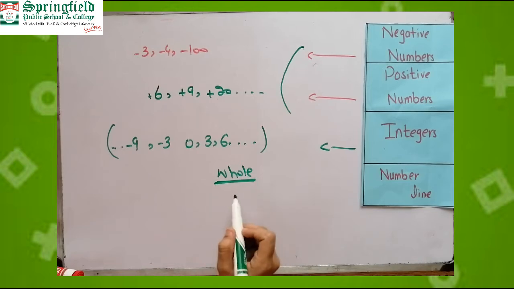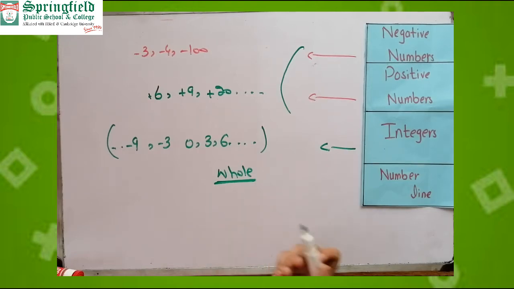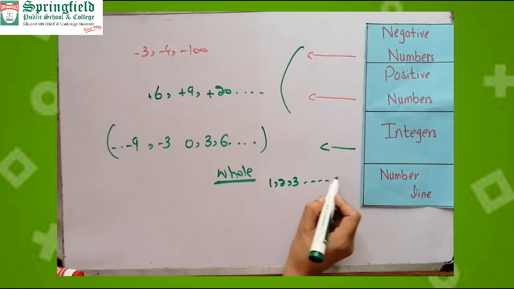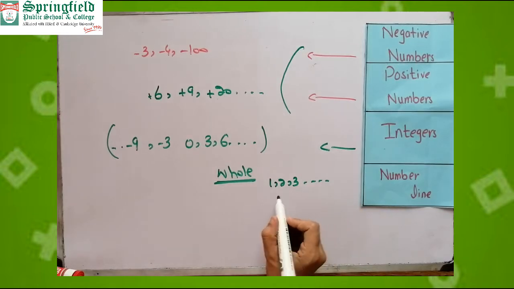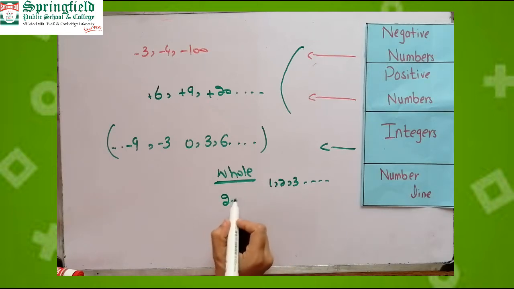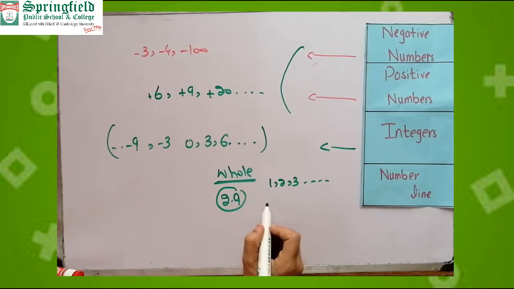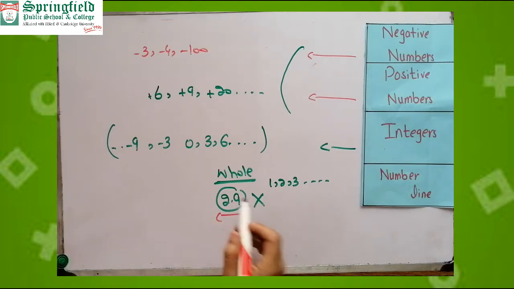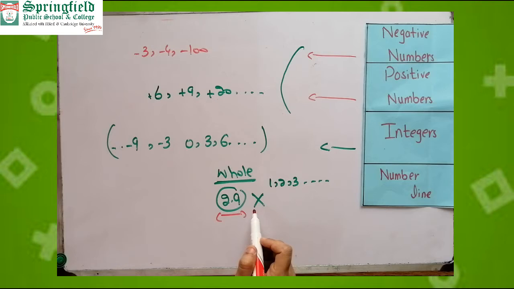Whole. The word whole is used. Whole, as we already learned in chapter number 1, whole numbers: 1, 2, 3 and so on. These numbers are called whole numbers. Numbers without a decimal point are called whole numbers. So let's suppose 2.9. Is this number called an integer? No. Why? Due to the decimal point. This number is called a decimal number. So that's why we can say that this is a decimal number, not an integer.